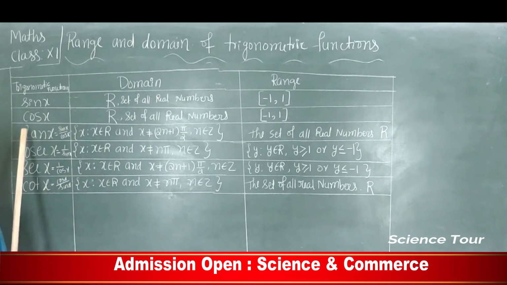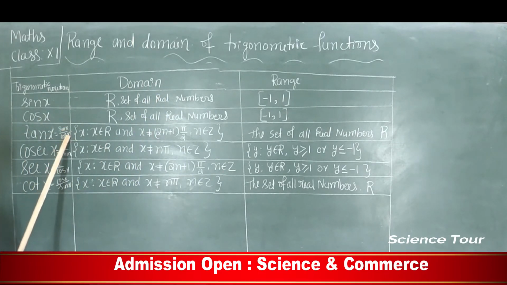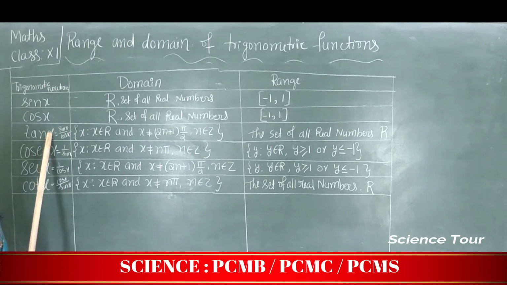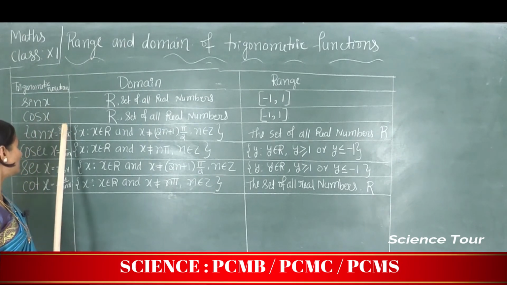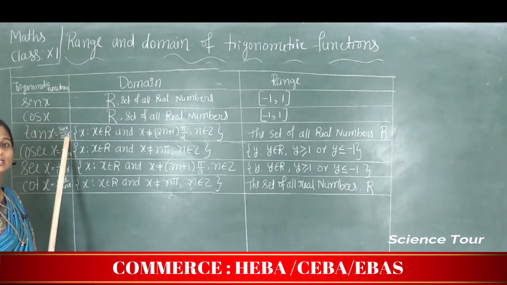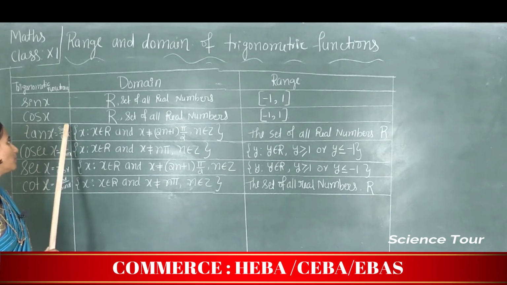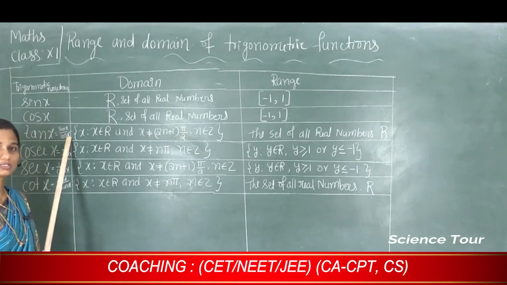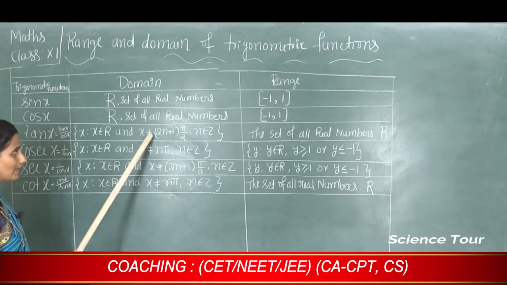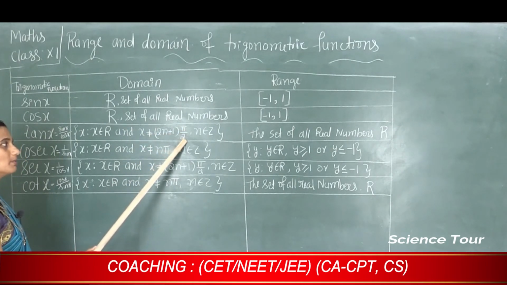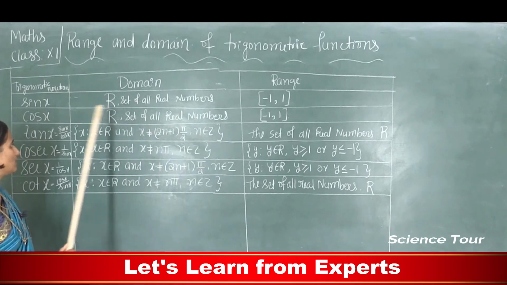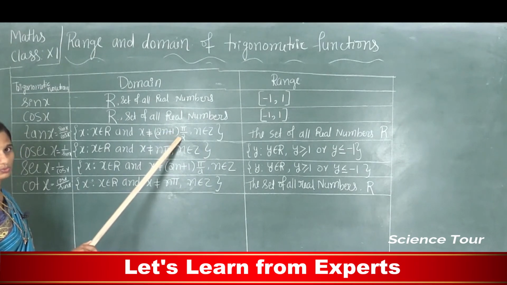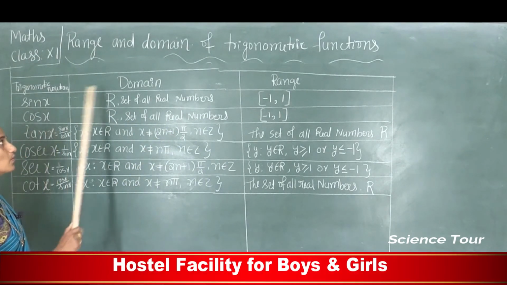Okay. Now tan x. Tan x can be written as what? Sin x divided by cos x. Already you know where this tan is defined and where it is not defined. Already I gave it as a formula. It is not defined where cos is 0. Why? Because sin x divided by 0 gives infinity. So at this point it is not defined. At what point is it not defined? x is not equal to (2n plus 1) pi by 2, where n belongs to integers. It takes the set of all real numbers excluding these values, because at these values tan is not defined.